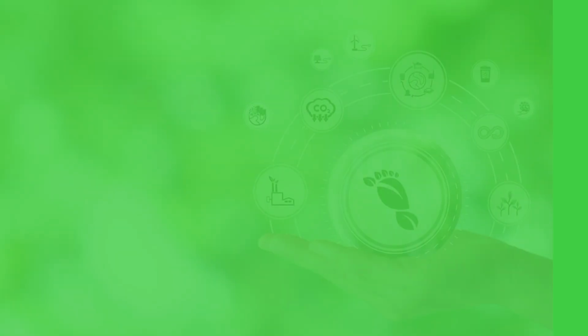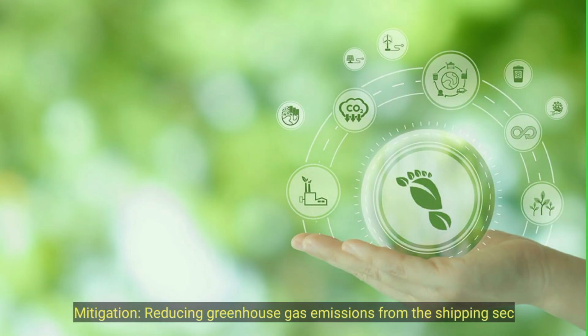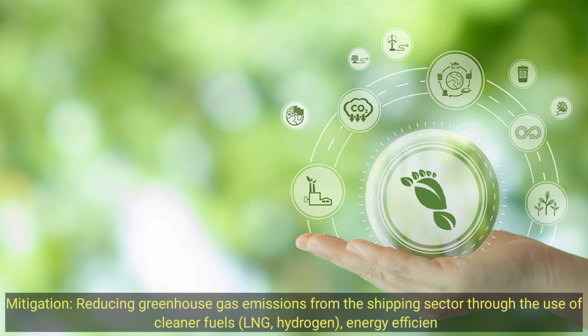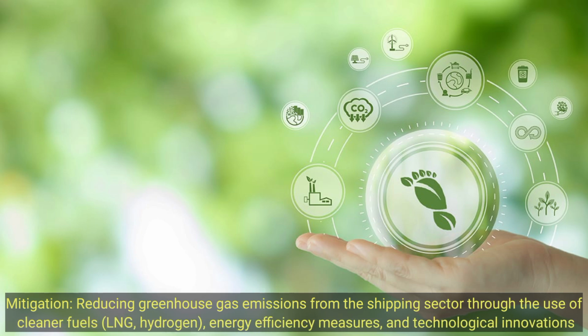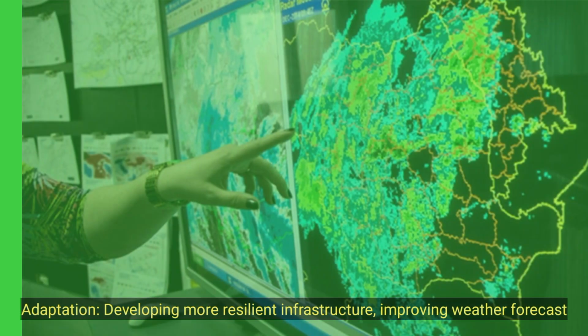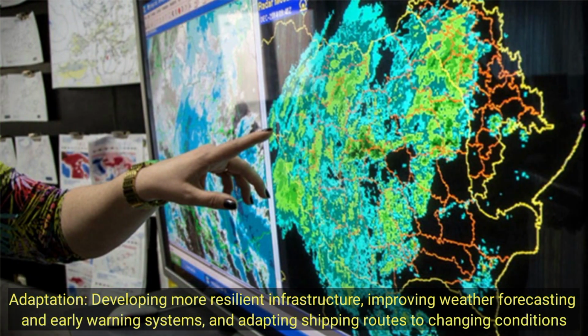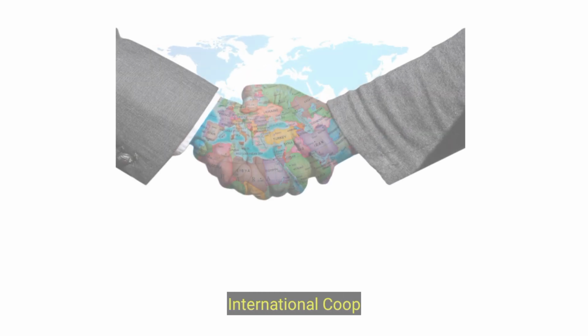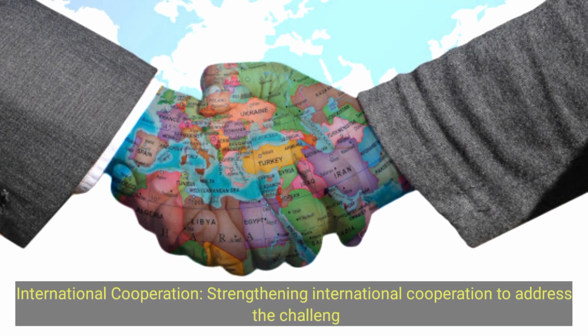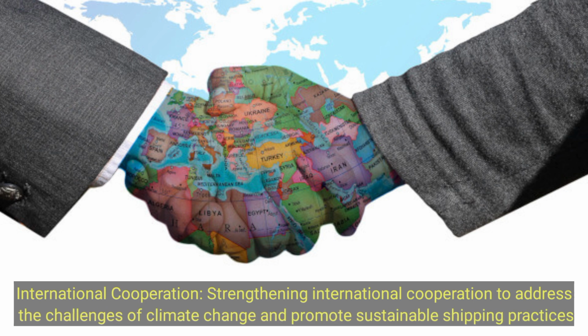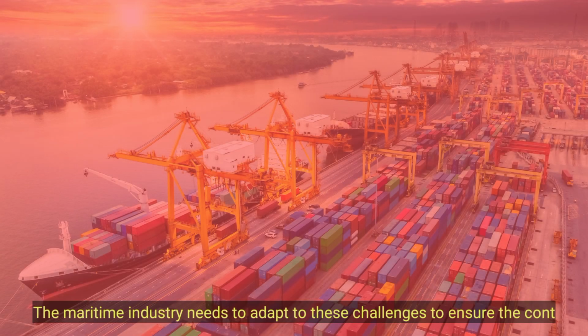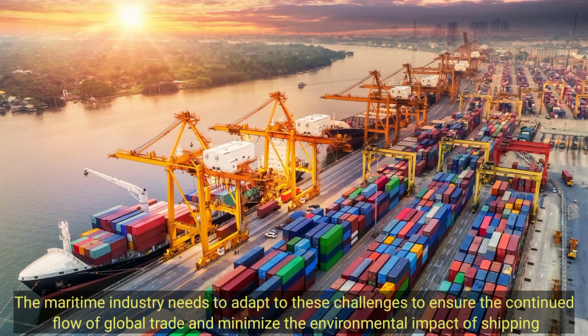Addressing the challenges. Mitigation: reducing greenhouse gas emissions from the shipping sector through the use of cleaner fuels, LNG, hydrogen, energy efficiency measures, and technological innovations. Adaptation: developing more resilient infrastructure, improving weather forecasting and early warning systems, and adapting shipping routes to changing conditions. International cooperation: strengthening international cooperation to address the challenges of climate change and promote sustainable shipping practices. The maritime industry needs to adapt to these challenges to ensure the continued flow of global trade and minimize the environmental impact of shipping.